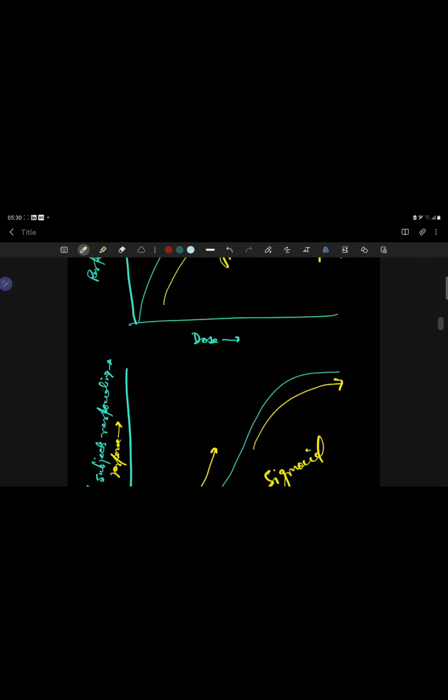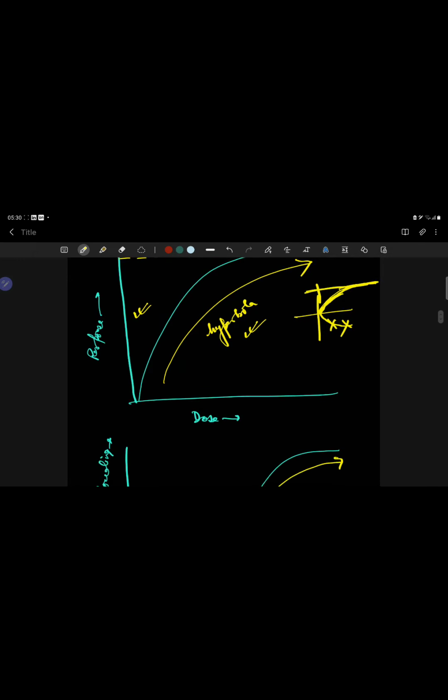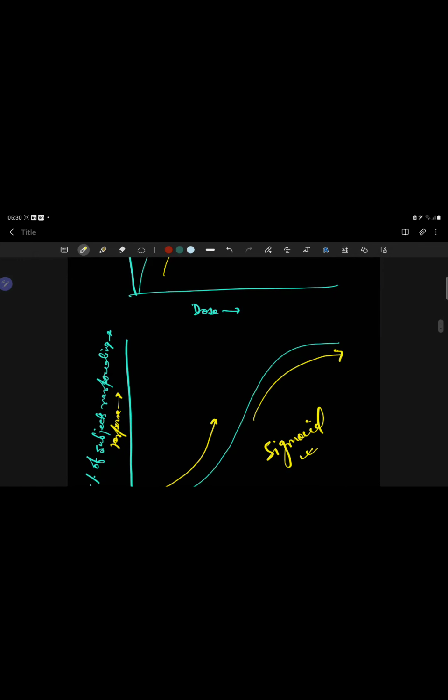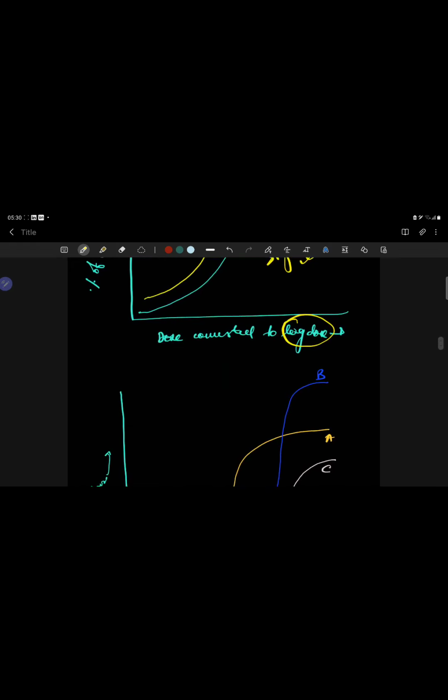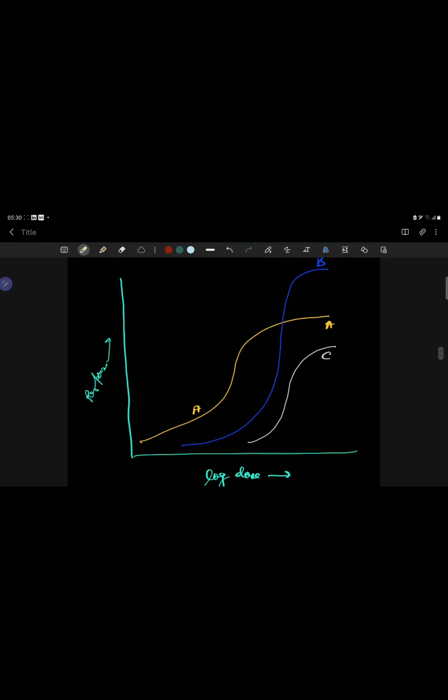So the important thing is where we get a hyperbola and where we get a sigmoid curve. Dose versus response and log dose versus response, these are important viva questions which can be asked: what do we get in this and what do we get in that? So here we get a hyperbola, and here we get a sigmoid. This is very important and you should know about this.